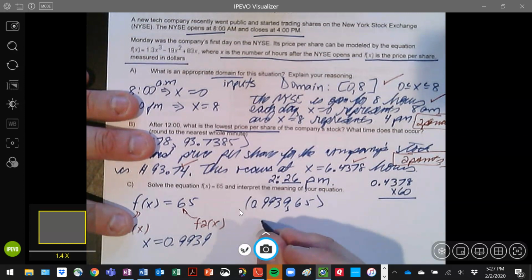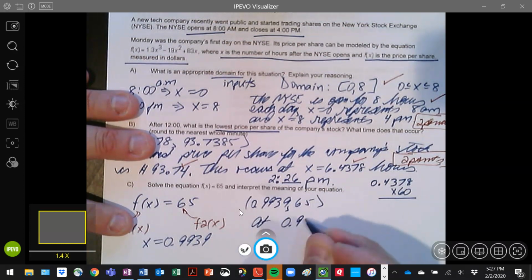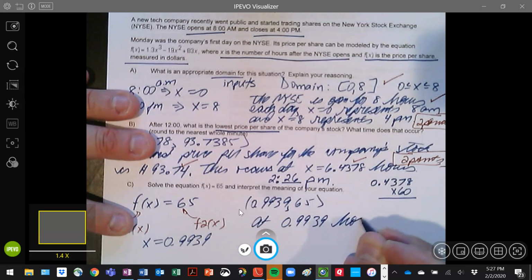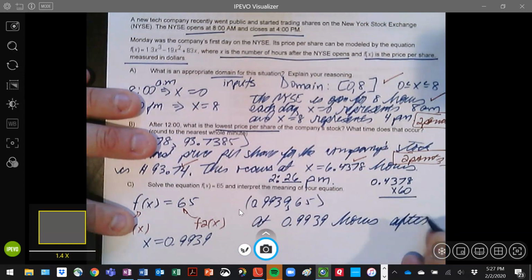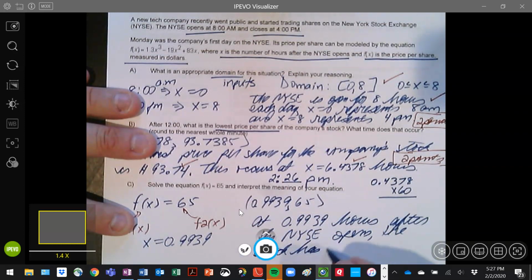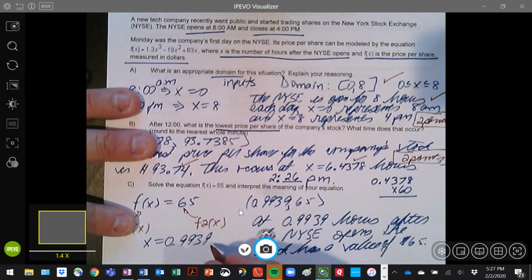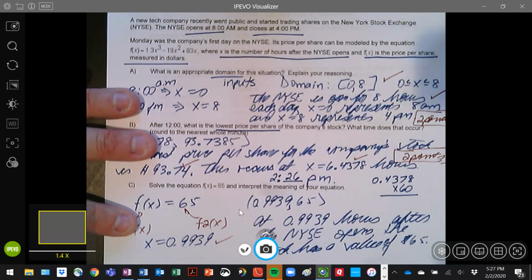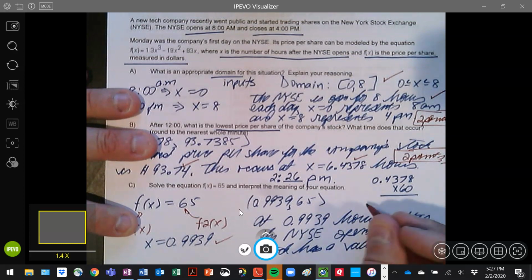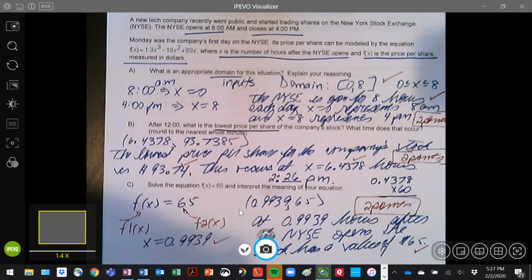So I would say at 0.9939 hours after the New York Stock Exchange opens, the stock has a value of $65. We awarded 1 point for the x value, 1 point for the explanation, so this is worth 2 points.